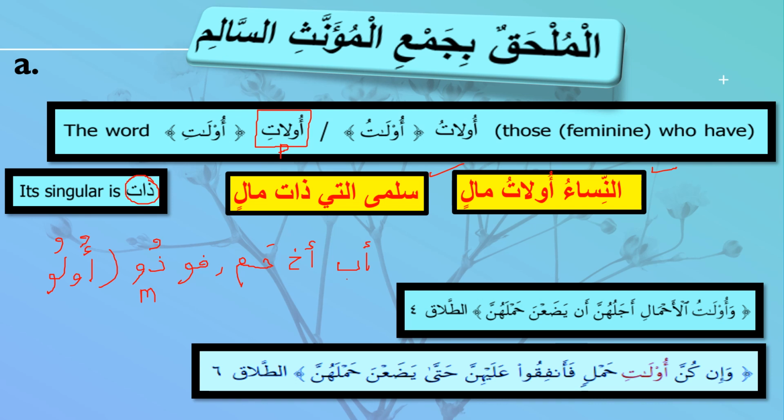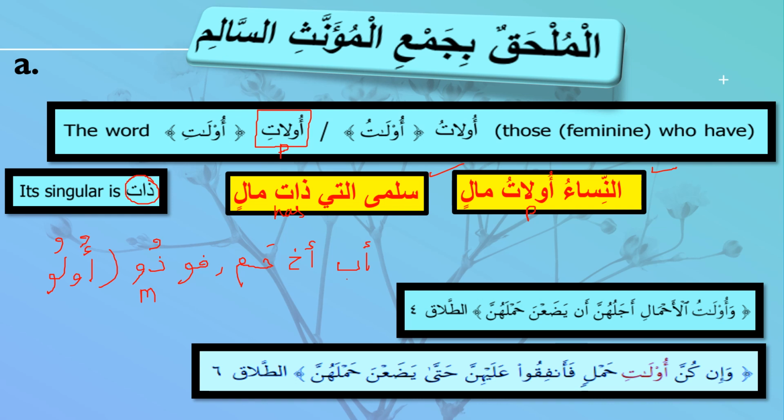Salma allati that malin. As you know, that has the meaning of has. So what is the meaning here? Salma is the one who has the wealth. Mal means money or wealth. And here in plural you can see an-nisa'u ulatu malin, the women who have the wealth. So how does it change from singular to plural? It's a common sentence and I just gave it for you so you might understand easily with the examples.